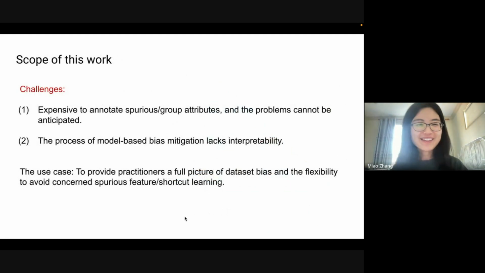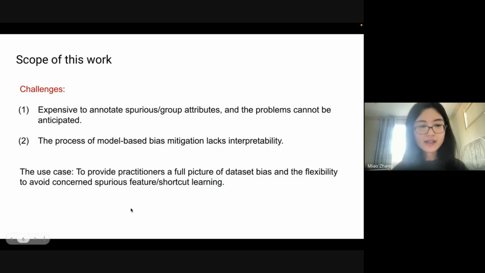So that is the scope of this work, a little summary of the observations previously. We faced two challenges in bias modeling for image datasets. The first is that even though there exists a large number of trivial features, it is expensive to annotate each of them. And also we cannot anticipate the problem, because the problem also depends on the downstream task, what target we would like to recognize.